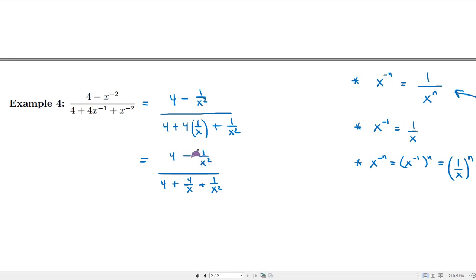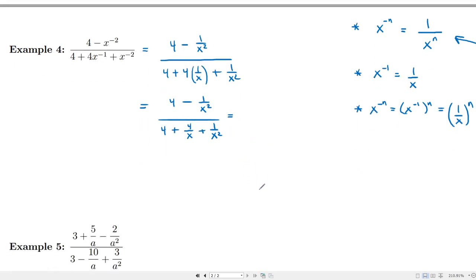So what is missing in this fraction? Well, we don't have this denominator of x squared, so let's make that appear. We can make that appear by multiplying by x squared over x squared. And this already has the x squared, so we don't need to do anything. So that simplification will proceed.